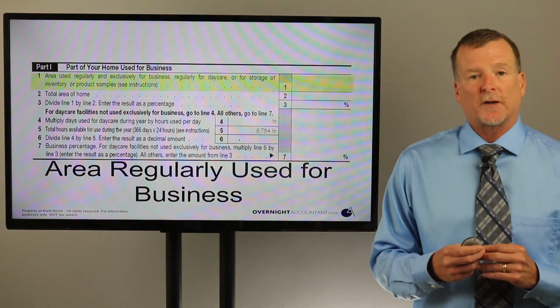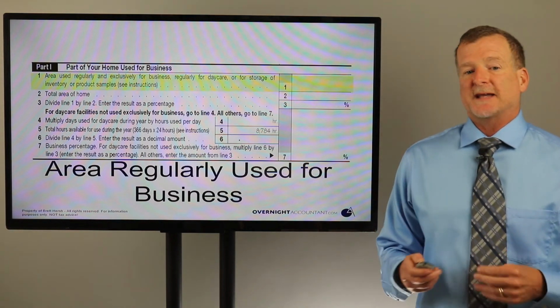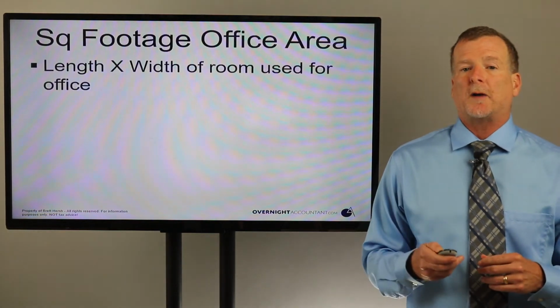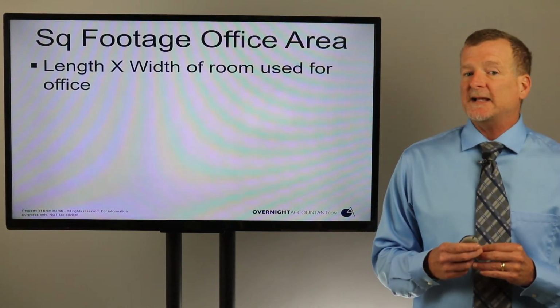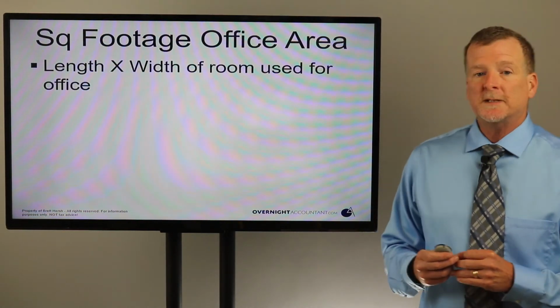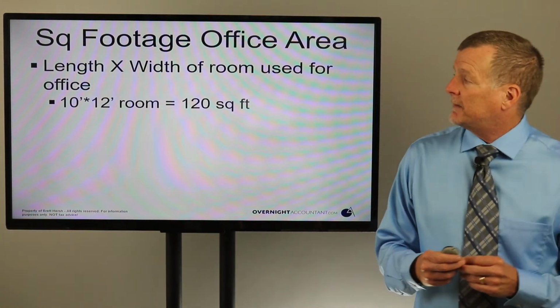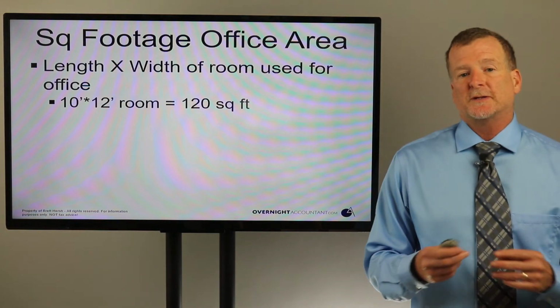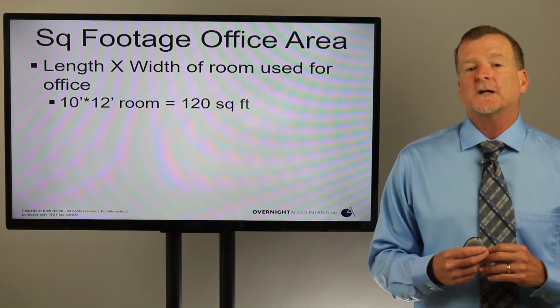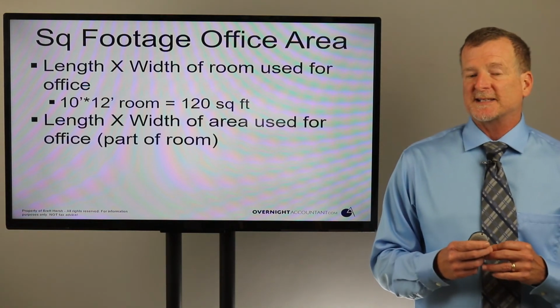used for business. If you're following along on your Form 8829, that is basically the square footage of your home office area, and that's going to be the length and width of the room that you're using for the home office. Let's say you're using a spare bedroom that is 10 foot by 12 foot. Multiply the two together, that gives you 120 square feet for the area of your home office.